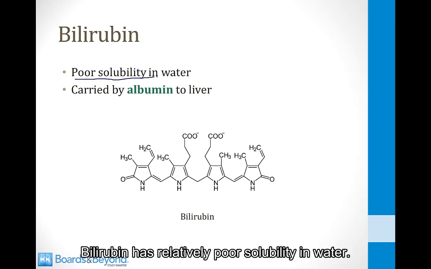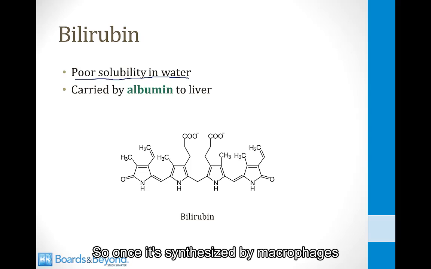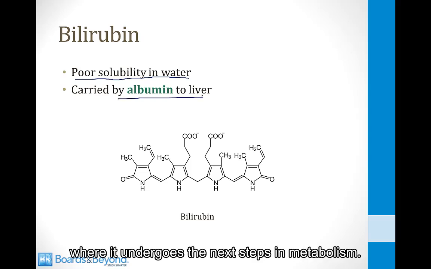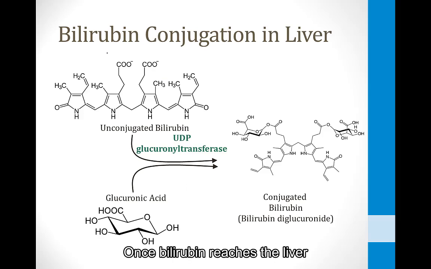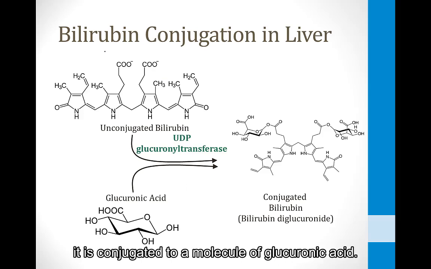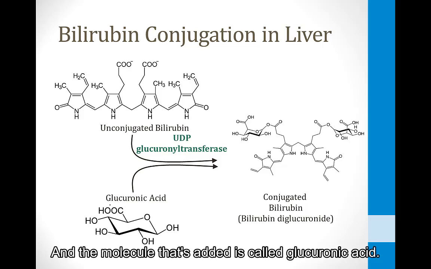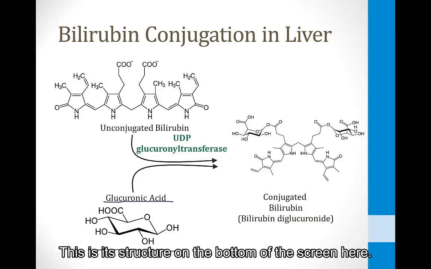Bilirubin has relatively poor solubility in water, so once it's synthesized by macrophages, it needs to be carried by albumin to the liver, where it undergoes the next steps in metabolism. Once bilirubin reaches the liver, it is conjugated to a molecule of glucuronic acid. Conjugation means to add another molecule to the chemical structure of bilirubin, and the molecule that's added is called glucuronic acid. This is its structure on the bottom of the screen here.